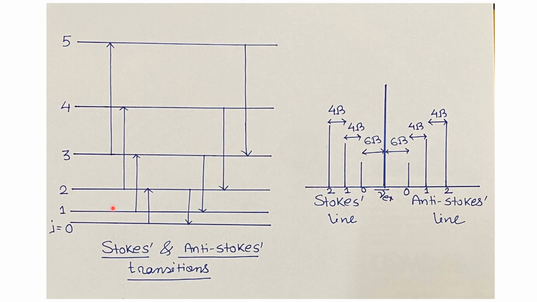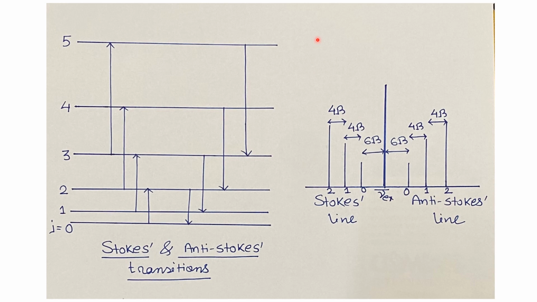So this left schematic represents the possible allowed transitions involved in the Stokes and anti-Stokes lines. Here we can see the transitions are allowed by the selection rule up to delta J equals 2. So for the Stokes line, we will have transitions either from J equals 0 to 2, or 1 to 3, or 2 to 4 and so on. And for the anti-Stokes line, we will have transitions either from 5 to 3, or 4 to 2 and so on.